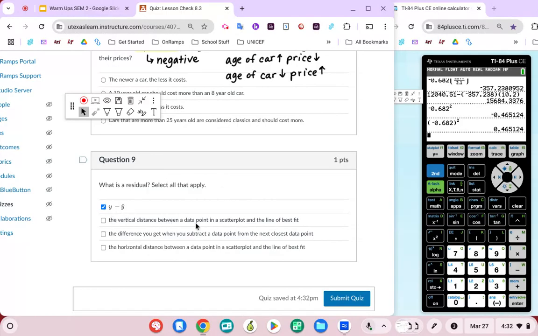Is it the vertical distance between a data point in a scatter plot and the line of best fit? Yes, it is. It is not the horizontal distance. It is the vertical distance between each point and that line of best fit. The difference you get when you subtract a data point from the next closest data point, that is not true. It is how far each point is away from the line, not from each other.